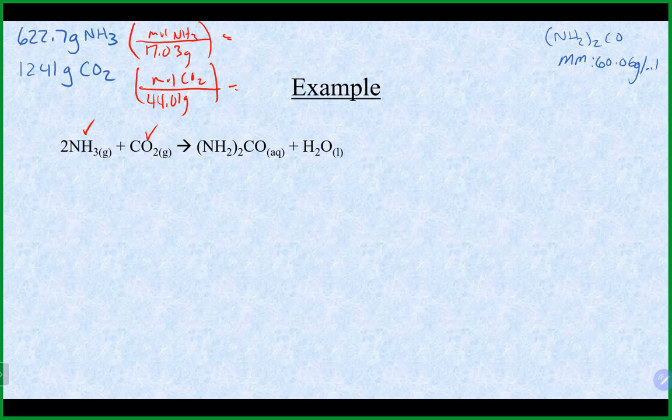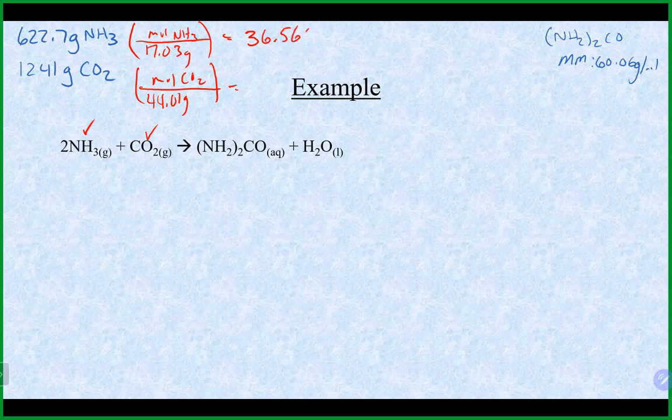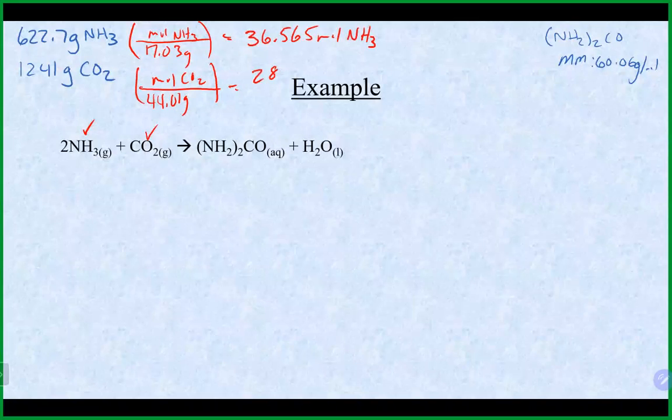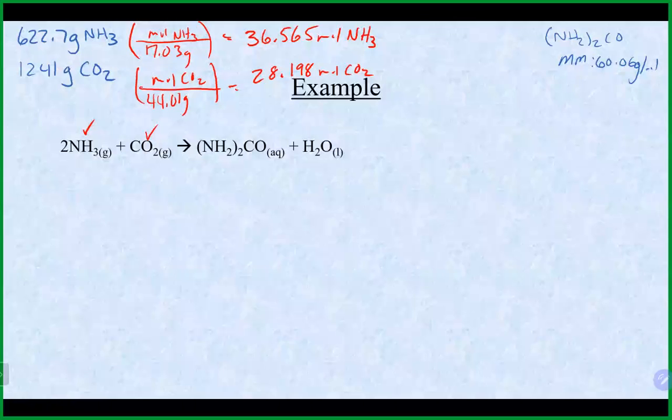We'll take our 622 divided by 17.03. We'll get something like, we'll call it 36.565 moles of NH3. We're going to do the same thing there for our CO2. So take the 1241 divided by 44.01. Going to give us 28.198 moles of CO2. So because it is a limiting reagent problem, we once again just need to do that little calculation to help us figure out which one of these two are the limiting reagent.